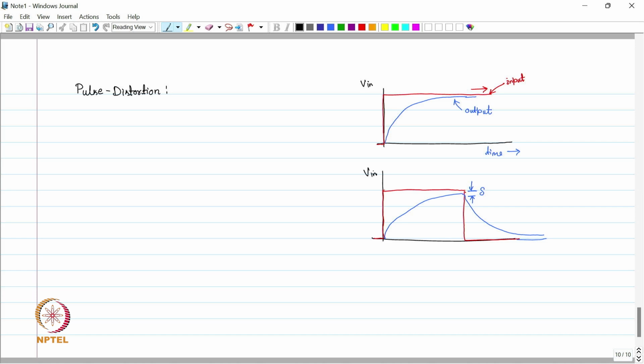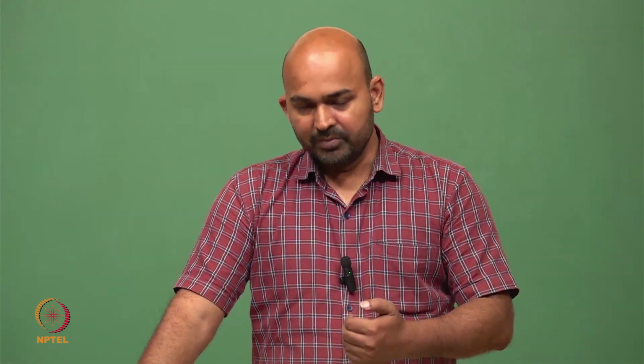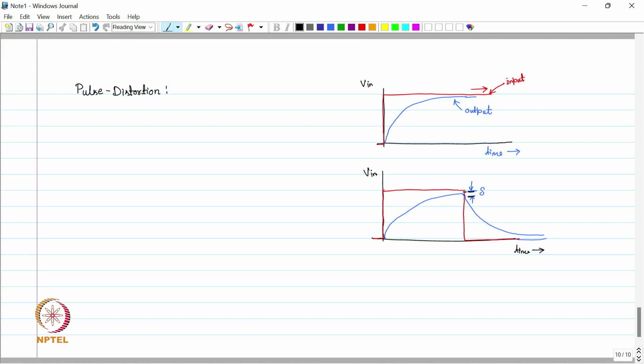Let's name it V in, and this is time. So there exists a voltage difference, and that is because the output did not have enough time to reach a steady state value, because the input is already being pulled down to 0. So the output will start following the input, and there exists a difference in the final value, and the output never actually achieves the final value. It remains lesser than that.